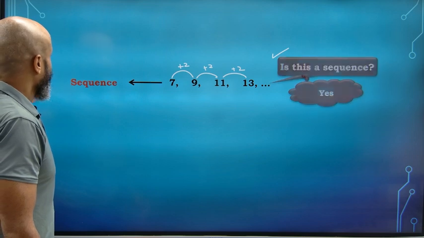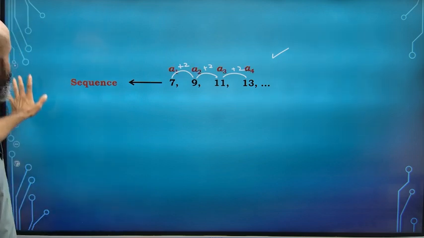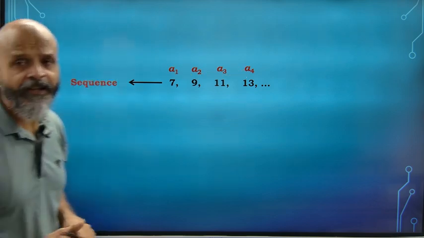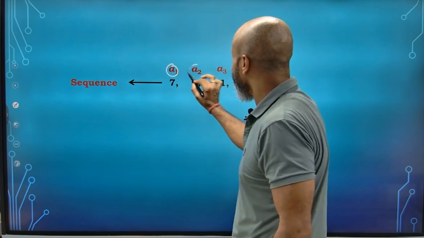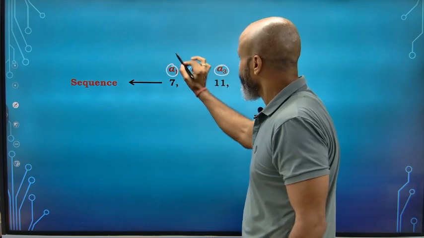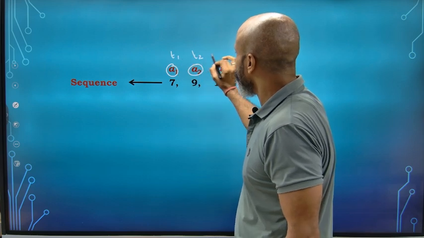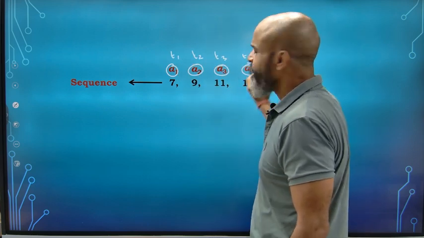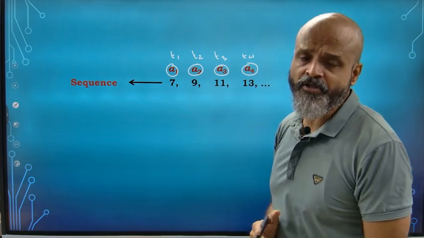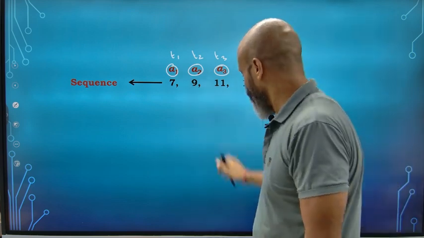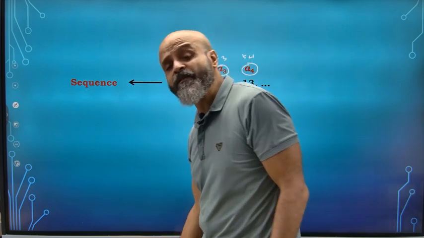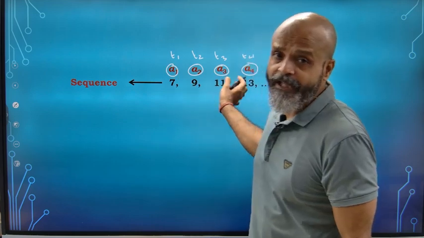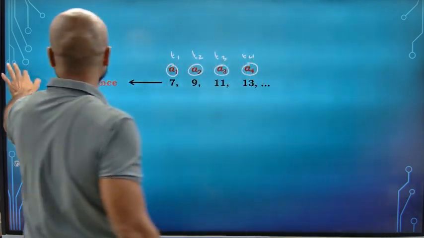Okay. So is this a sequence? Yes, this is. So we have here A1, A2, A3, A4. We can also write T1, T2, T3, T4. In different books, you have different representations of these terms. So in NCERT or in CBSE, we have a representation of A1, A2, A3 and A4, T1, T2, T3 and T4.